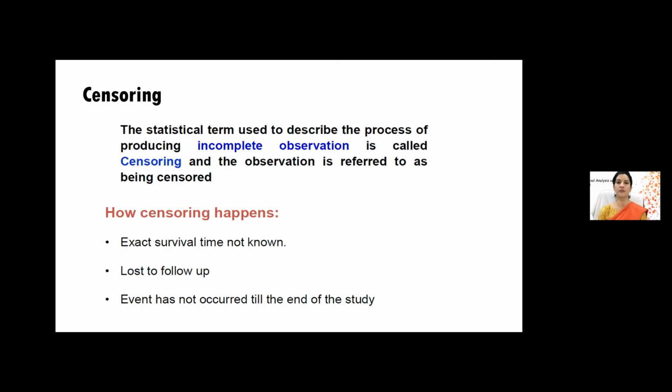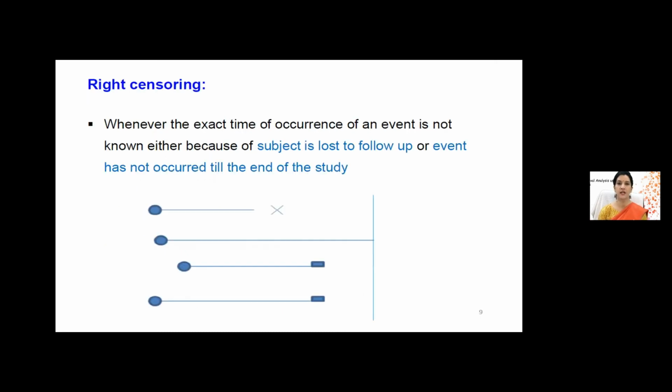So the opposite of event is censoring. And there could be various reasons for censoring. Like I have explained, either the person has moved out of your study and you don't know about him, or the event has not occurred till the end of the study period. These two are examples of right censoring. Now, what is left censoring? Censoring is of two types, right censoring and left censoring. Right censoring is whenever the exact time of occurrence is not known, either because the subject is lost to follow up or the event has not happened till the end of the study.